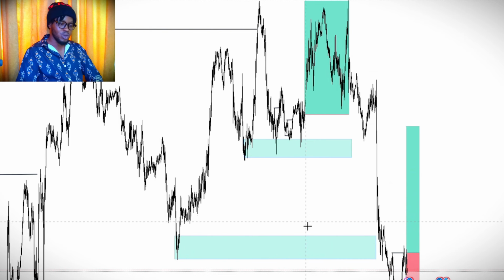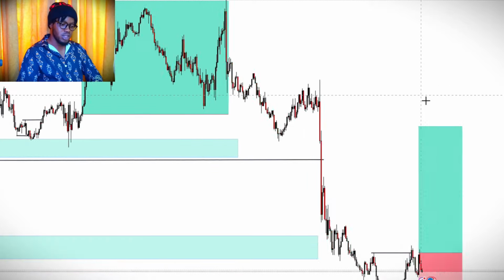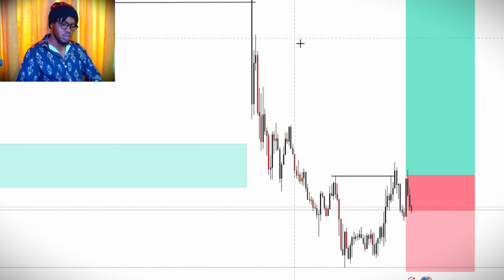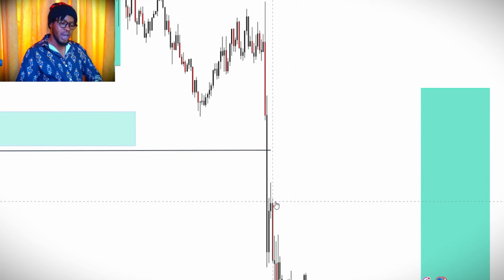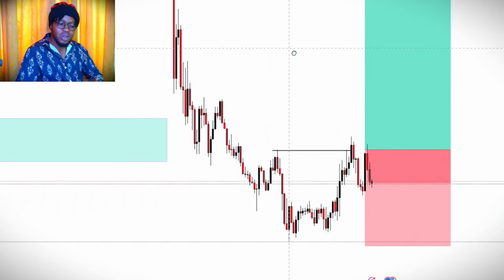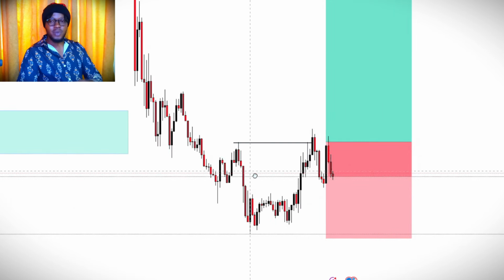I'll call this a shift of structure, because price is now breaking this low here. And if you zoom in, you see that price is breaking with a lot of liquidity. A lot of liquidity. And today is Friday. So you see that this trade might not play out. But then again, it might still play out.